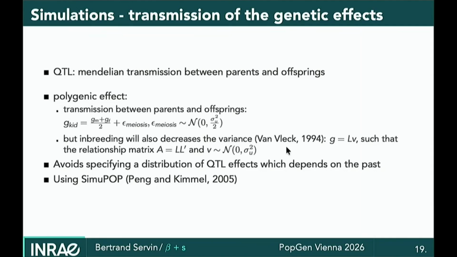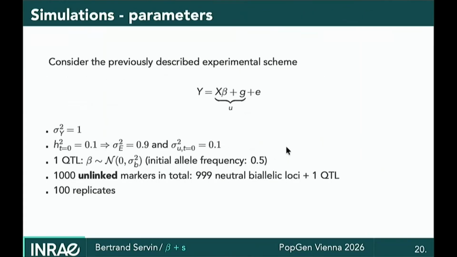So we can transmit a polygenic value this way, and we don't have to simulate all the other QTLs on the genome, just say there's an infinity of them. To do these simulations, we use SimuPop, which is, I guess, an old software for population simulation. Slim is more trendy today, but that works too.